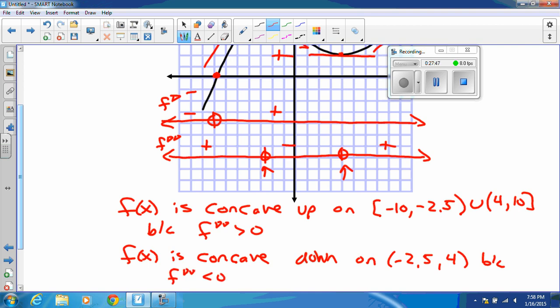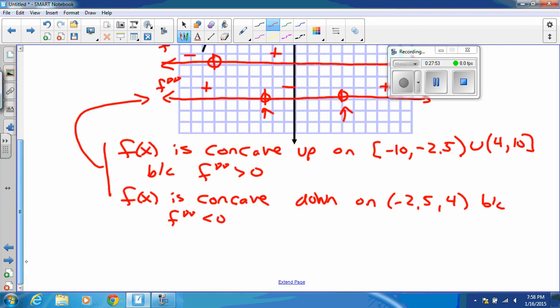We would say that f of x is concave down on the interval -2.5 to 4 because f double prime is less than 0. And so to get the concavity of f, we simply looked at the sign of f double prime.